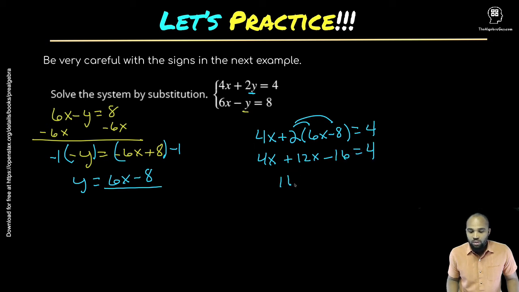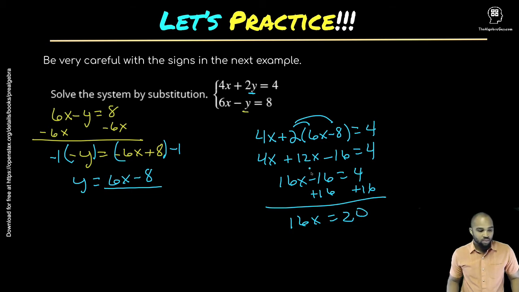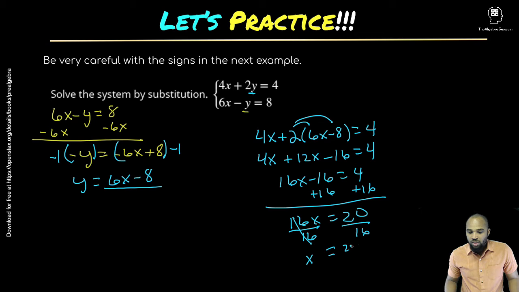Combine my like terms. 16x minus 16 equals 4. Add 16 on both sides. And we get 16x equals 20. All right, from here we're going to divide by 16 on both sides. That gives me x, as this cancels out here, and 20 over 16. I notice that can be reduced by dividing by 4 on both the top and bottom. So that's the same thing as 5 over 4.